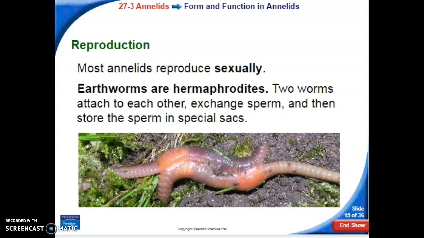Most annelids reproduce sexually. Earthworms are hermaphrodites. They will attach to each other and exchange the sperm, and then store the sperm in special sacs.